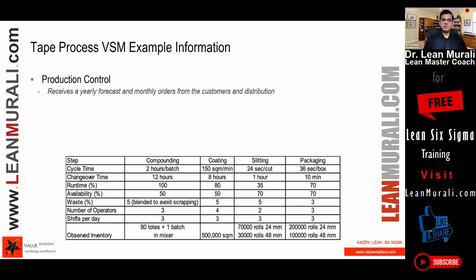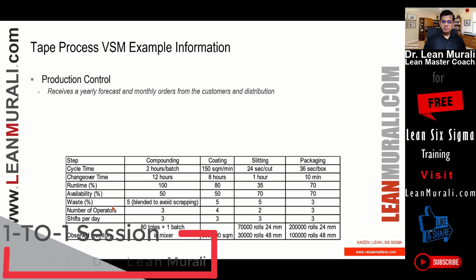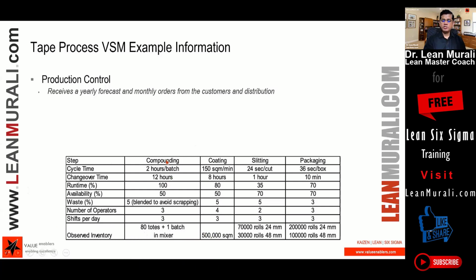So let's say the team has gathered this process VSM example information also. For example, they have chosen these process parameters. What are the process parameters they have chosen? They have chosen cycle time, changeover time, run time, available time, waste percentage, shifts per day, number of operators, observed inventory, etc. And what are the processes? Compounding, coating, slitting, packing, all that. Now, this is the information that we have gathered.